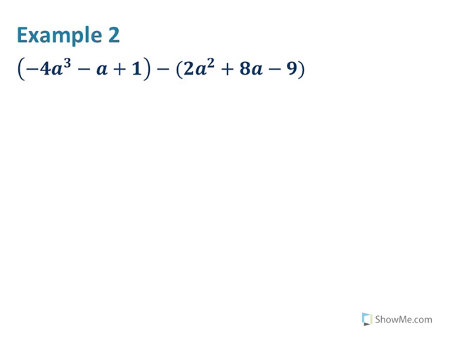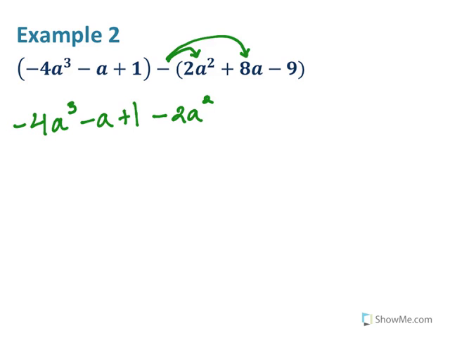Take a look at another example. We have a couple more negatives this time. So we have negative 4a to the third power minus a plus 1. The opposite of 2a squared is negative 2a squared. The opposite of 8a is negative 8a. And the opposite of negative 9 is plus 9.